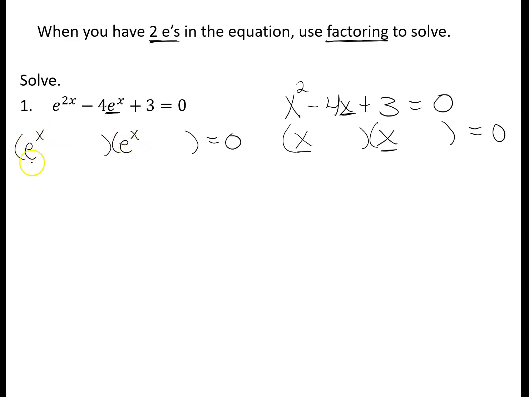Now if you're thinking, well, does that really work? If I do e to the x times e to the x, the exponent rule is keep the base and add the exponents, x plus x. So yes, it does work when you FOIL it back together. And then the other part is just like it is here. I need factors of 3 that add to be 4, which are going to be 1 and 3. Exactly the same concept. So factors of 3 that add to be 4, 1 and 3.